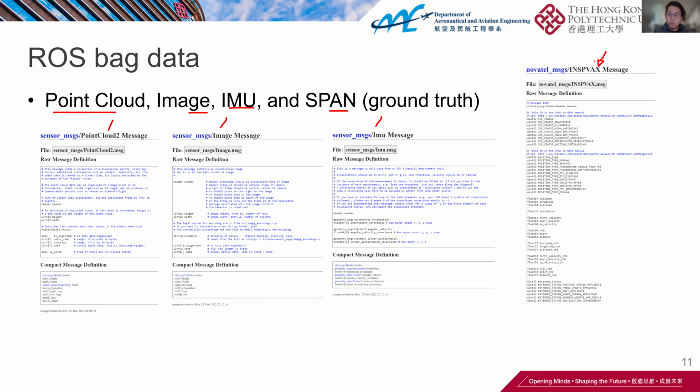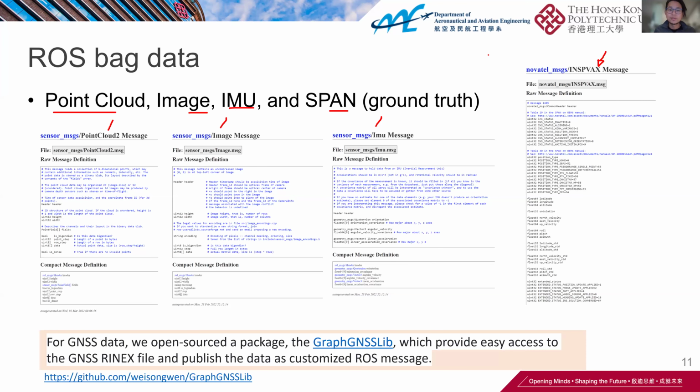So for those of you who are working on robotics, if you also want to read the GNSS data, the RINEX data, into your ROS bag message, you can use another open source code we have. It's called GraphGNSSLib. It can provide you access to the RINEX file and push the data to a customized ROS message as well. If you cannot find the tool in the GitHub repo, just contact us as well. Yep, that's it.